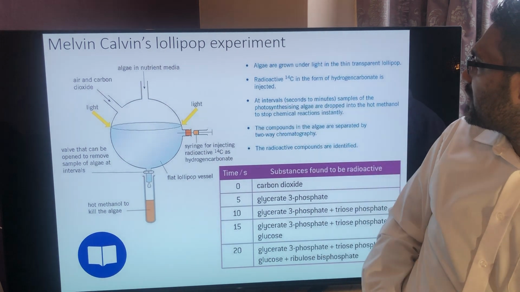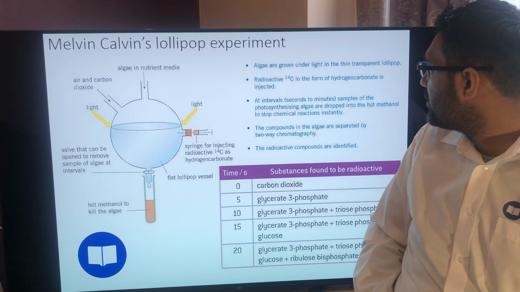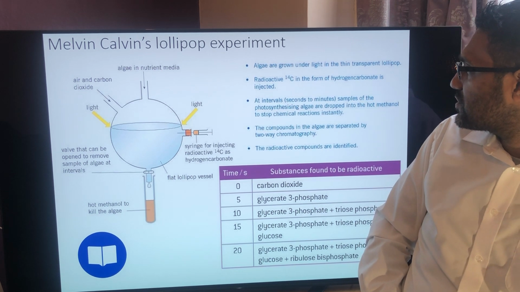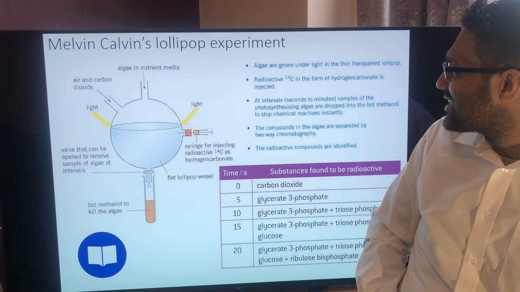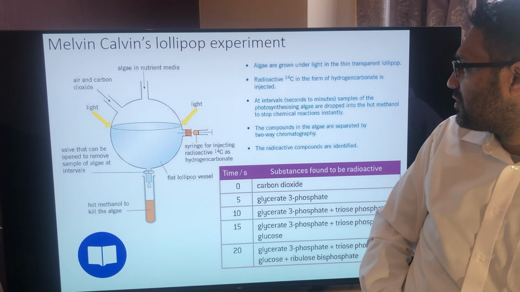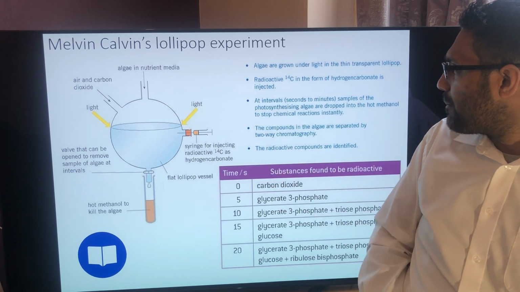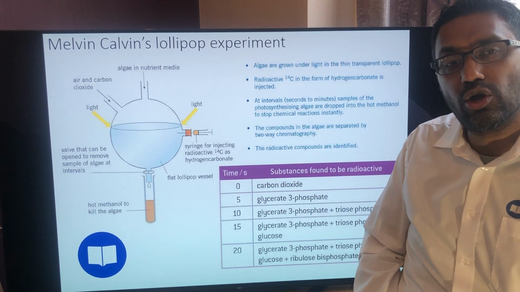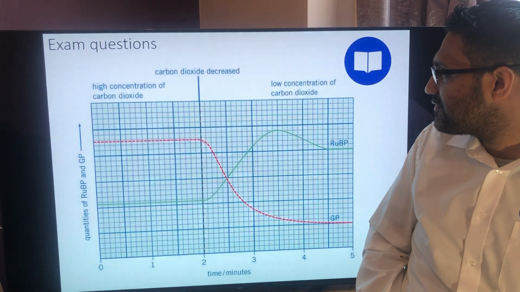So, algae grown under light in a thin, transparent lollipop. Radioactive carbon-14 in the form of hydrogen carbonate is injected at intervals, seconds to minutes. Samples of the photosynthesizing algae are dropped into hot methanol to stop chemical reactions instantly, so like taking a snapshot in time. The compounds of the algae are separated by two-way chromatography. The radioactive compounds are identified.